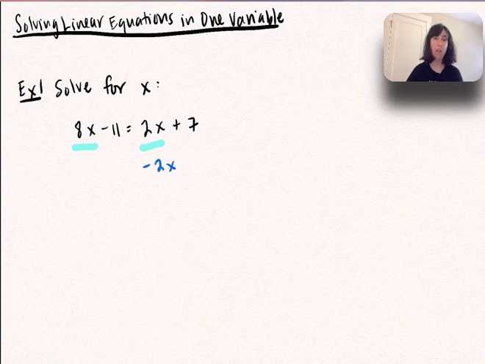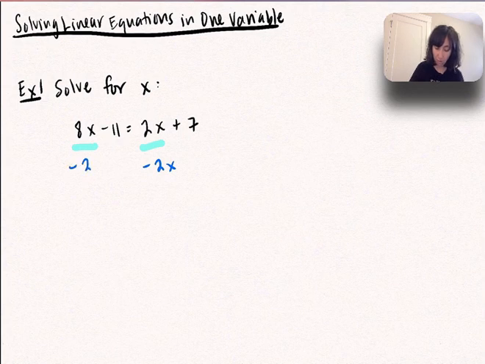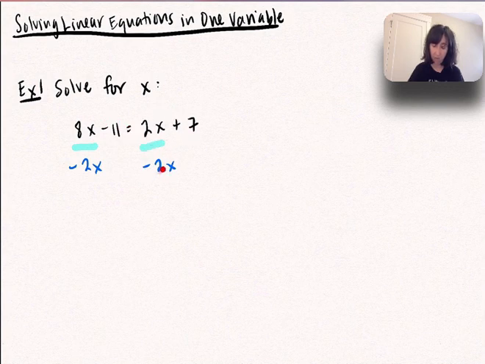But we have this rule in algebra that says what you do to one side, you have to also do to the other side if you want them to still be equal. In other words, if this thing is equal to this thing, they'll still be equal to each other if we take away 2x from both of the sides. So if we take away 2x from the right, we also should take away 2x from the left, and then both sides will still be equal.